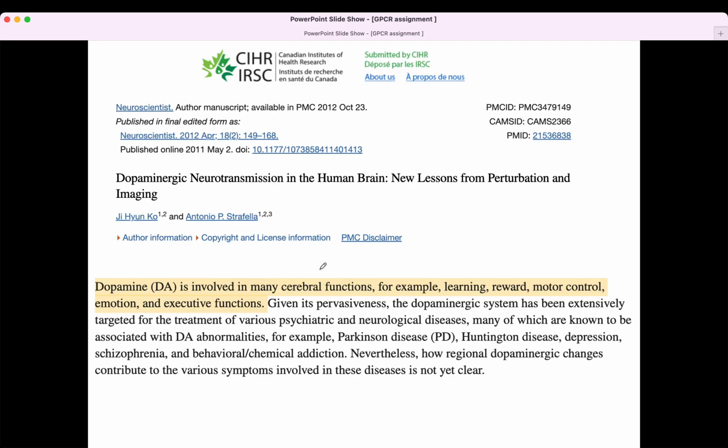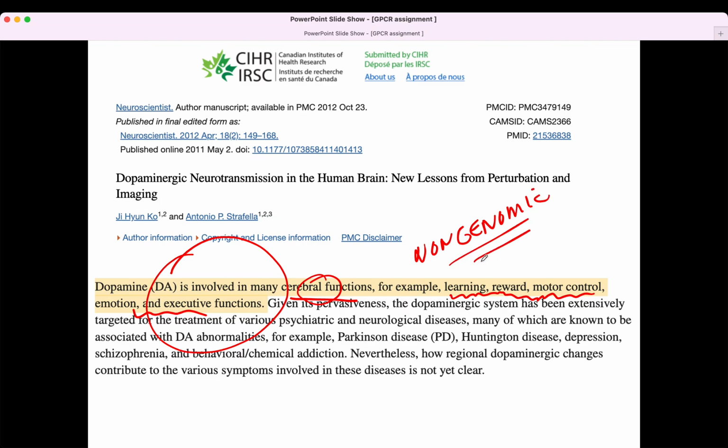I just want to show you that dopamine is involved in non-genomic responses in many functions in parts of our brain. For example, learning, reward, motor control, emotion, and cerebral functions like planning and so forth. And so that's again a role in neurotransmission, direct, rapid, really fast non-genomic responses. And so the neuron, the brain cell, is a great example of both genomic and non-genomic responses.